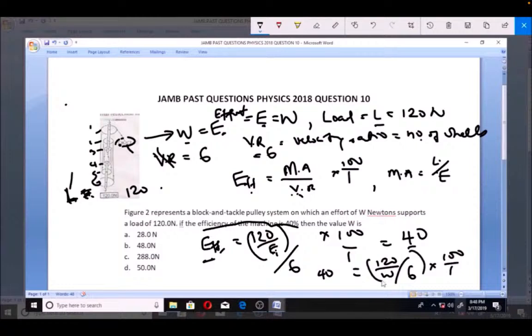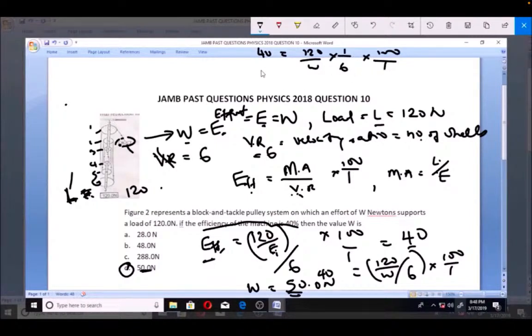If you do this calculation by making W the subject of the formula, you get the answer. So if we make W the subject, we have W equal to 50 newtons. So the answer is D, W equal to 50 newtons. So how do we make this the subject? We have 40 is equal to 120 over W divided by 6, so you can say times 1 over 6, times 100 over 1.